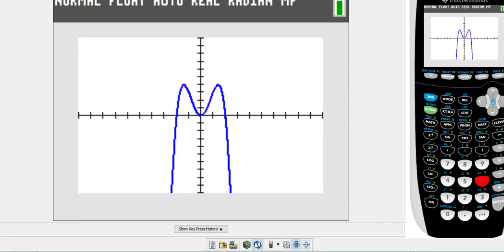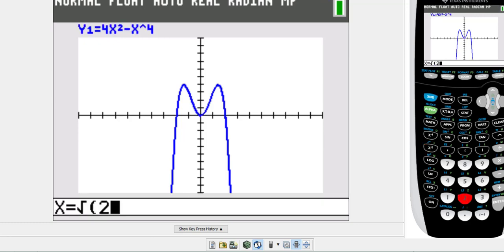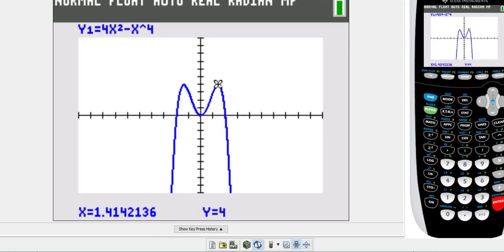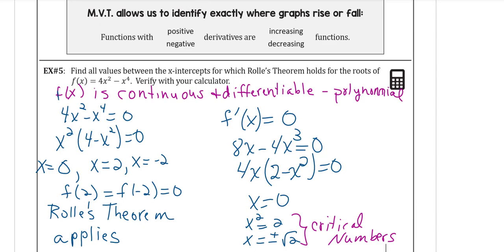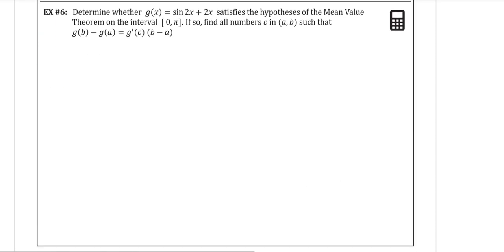One is at the third x-intercept, which is 0, and since it's a symmetrical graph, the other 2 are at negative square root of 2 and positive square root of 2. So if you want, you could trace this graph and see that. So I can put in for x square root of 2, and it'll take me right there to have a horizontal tangent line right there, and the same thing with negative square root of 2.